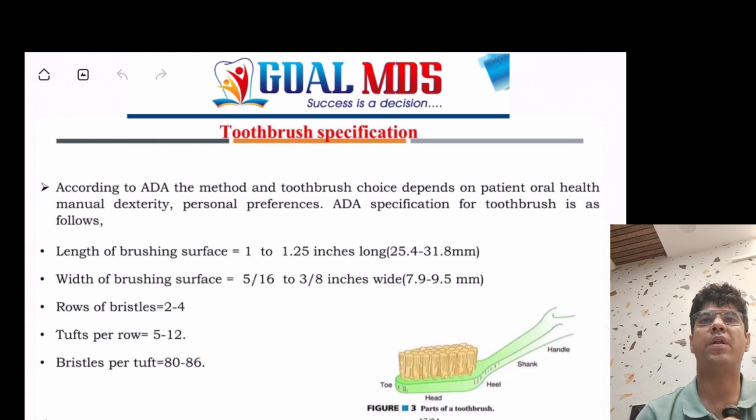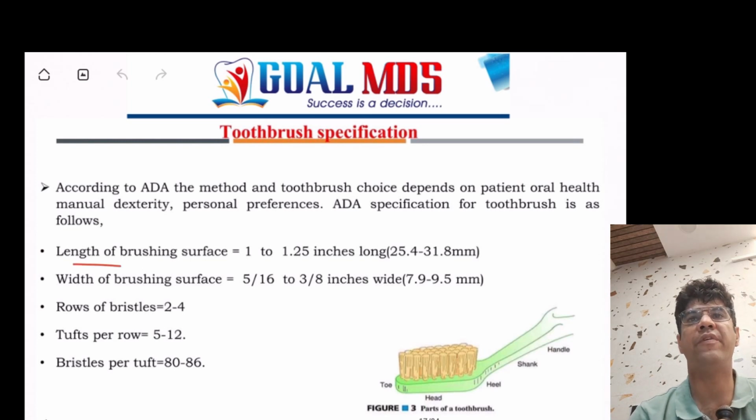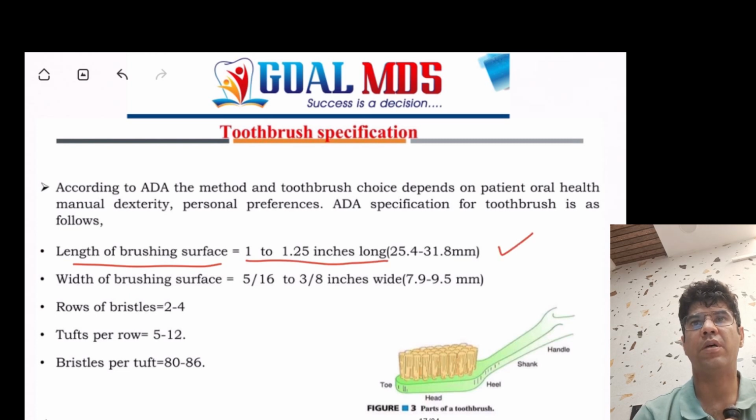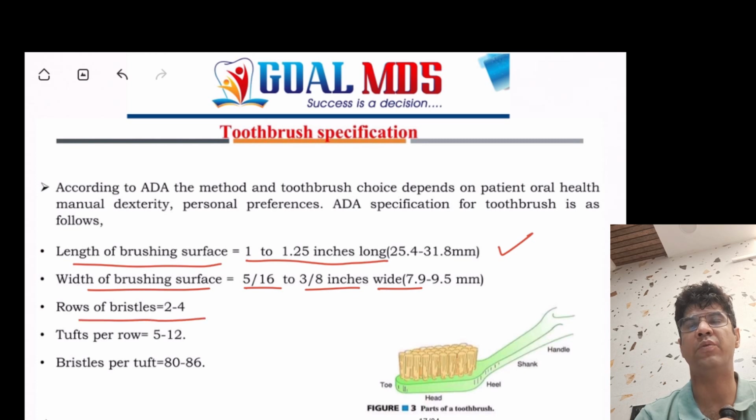Now this one is important from your entrance exam point of view. According to the ADA, the length of the brushing surface should be 1 to 1.25 inches long, and the width of the brushing surface should be 5/16 to 3/8 inches wide. Now the rows of bristle should be 2 to 4.